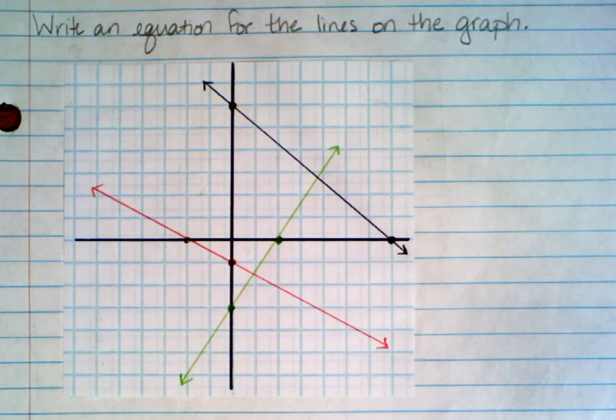So that's my slope. And then I look at my y-intercept, which is at -1. So I write the equation y equals -1/2 x minus 1, or -1/2 x plus -1. I'm going to let you do the black line that's drawn there. Write the equation for that line.